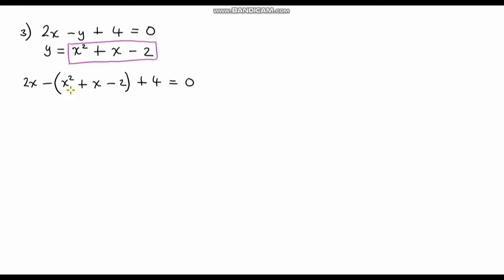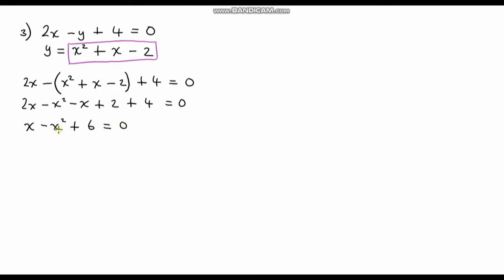So this is where you need to be really careful when we're subtracting this whole expression. So we've got 2x. Now if we're subtracting x squared, that's minus x squared. Now we're subtracting x. And now we're subtracting negative 2, well, that is the same as adding 2. Okay. And now we've got plus 4 equals 0. So now we can simplify things. So 2x minus x, well, that's just x. So we've got x minus x squared. And then we can also simplify this part. So 2 plus 4 is 6. So plus 6, and that equals 0.